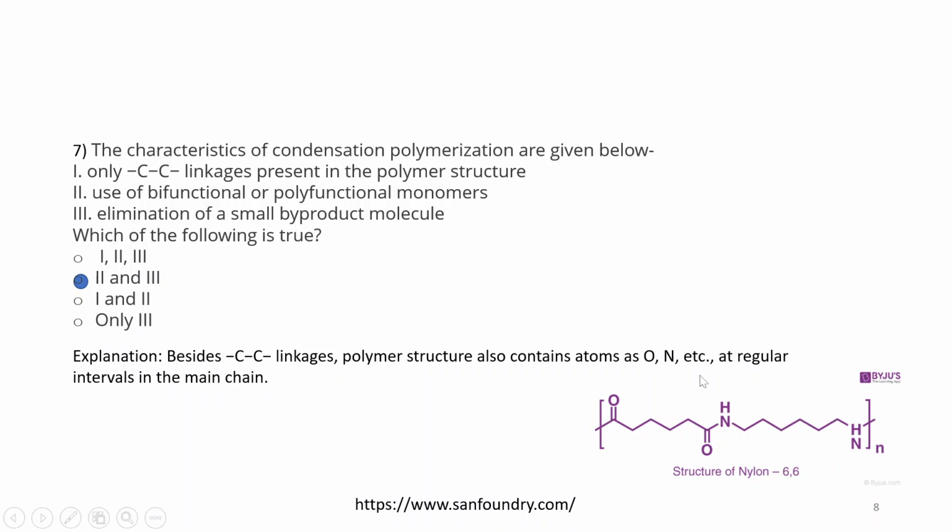So this second one will be the correct option. One example you can see here is that the main chain also consists of nitrogen. This is the structure of nylon 6,6. So besides C-C linkages, the polymer structure also contains atoms such as oxygen, nitrogen, etc. at regular intervals in the main chain.